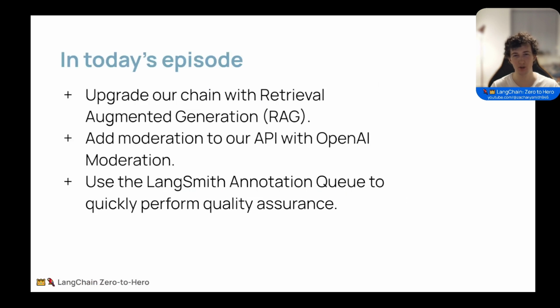In today's episode, we're going to upgrade our API from writing jokes to sharing facts as we learn the basics of Retrieval Augmented Generation. We're also going to take a quick look at the OpenAI Moderation API and explore a feature of LangSmith we didn't cover last episode, the annotation queue.